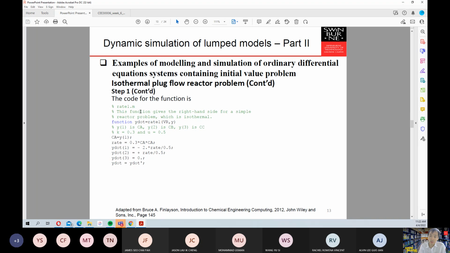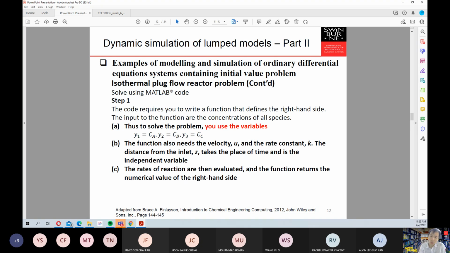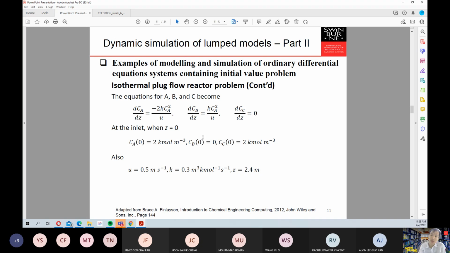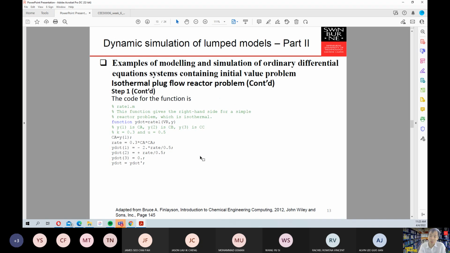Okay, we make the function in here. This function in here is essentially the ordinary differential equations for the 3 different components, for the A, for the B, and then for the C. Okay, so this one is basically this one. This is the first one, the second one, and the third one. So you can see in here.